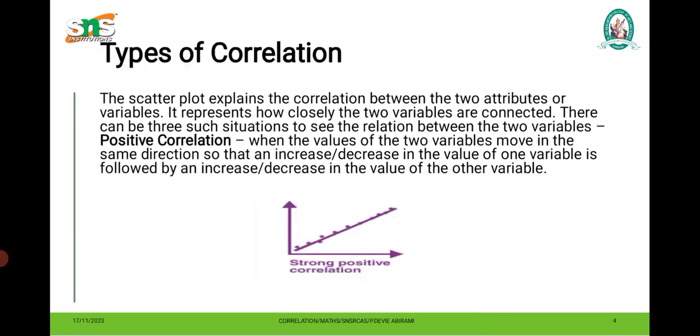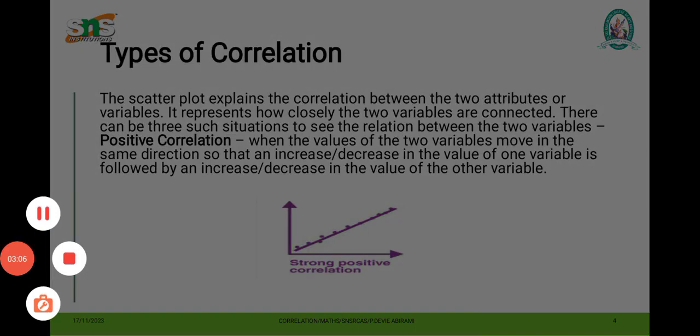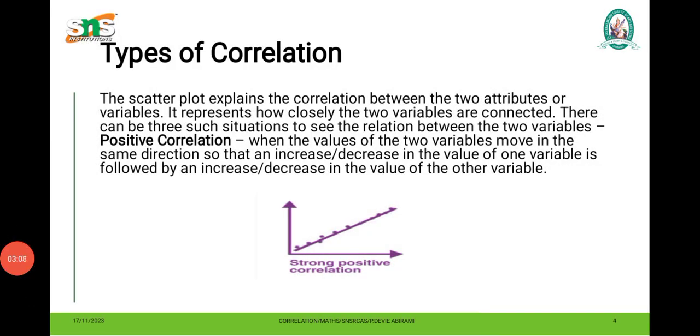In the next topic, we are going to see the types of correlation. The scatter plot explains the correlation between the two attributes or variables. It represents how closely the two variables are connected. There can be three situations: one is positive correlation, another is negative correlation, and the other is no correlation. Positive correlation is when the values of the two variables move in the same direction.